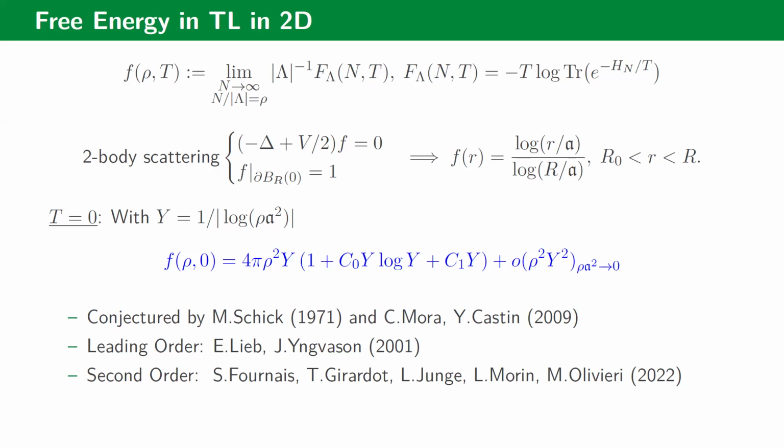So the first term is this one. It's order rho squared y. Then you find a smaller term, which is rho squared y squared log y. You find an even smaller term, which is rho squared y squared, and you can maybe go on.